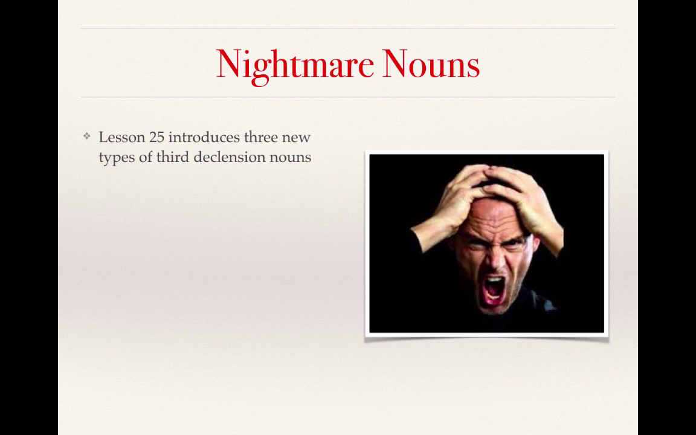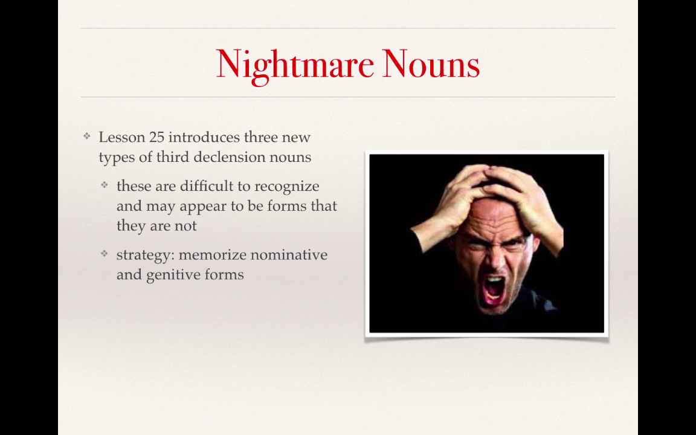Finally, Lesson 25 introduces three new types of third declension nouns, which I'm calling nightmare nouns. You'll remember that third declension nouns already had trouble following any sort of discernible patterns, and these new forms are even more difficult to discern. So they are difficult to recognize, and they may appear to be forms that they are not. They may be like false positives, which is not helpful. As a strategy, I recommend that you memorize the nominative and the genitive forms as we did with other third declension nouns. And here, when in doubt, look it up. Look into your lexicon, look into the glossary in the back of the textbook, or use your Greek Reader's Edition of the New Testament as you're in the New Testament.